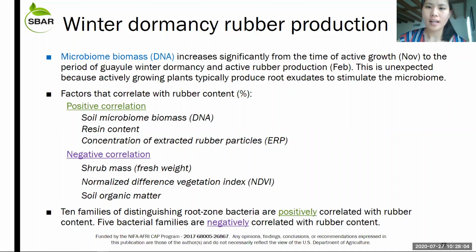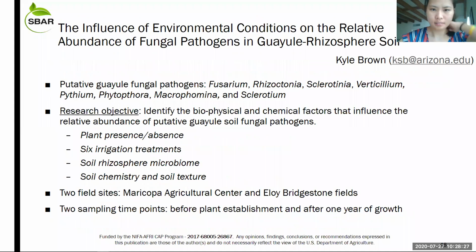We also identified plant and soil metrics that correlate with percent rubber. And lastly, we found that there are 10 distinguishing root zone bacteria families that are positively correlated with rubber production and 5 negatively correlated. And these families could be targeted in future greenhouse studies to explore mechanisms of how soil microbes affect Waiuli biosynthesis. Next slide, please.